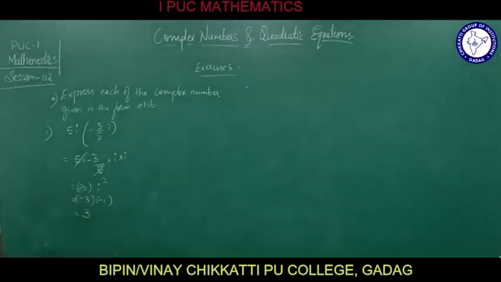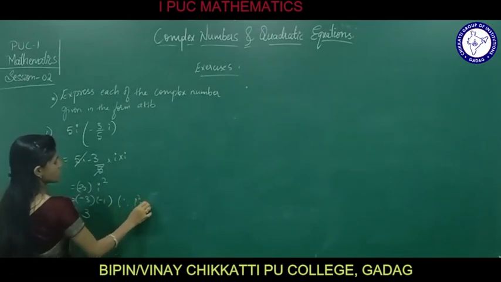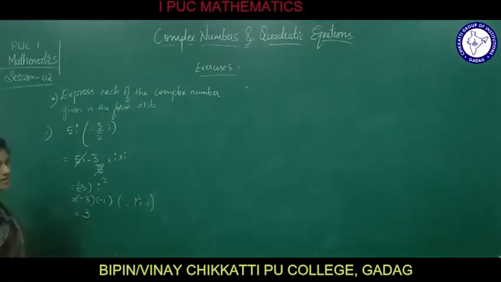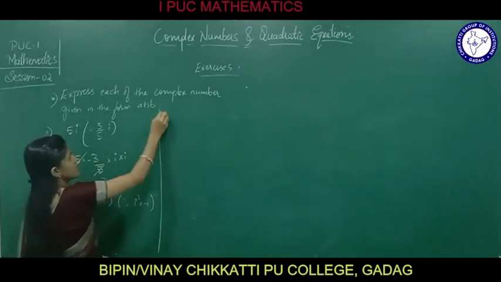We got the value as 3, because we know i square is equal to minus 1. Let us solve the next one.